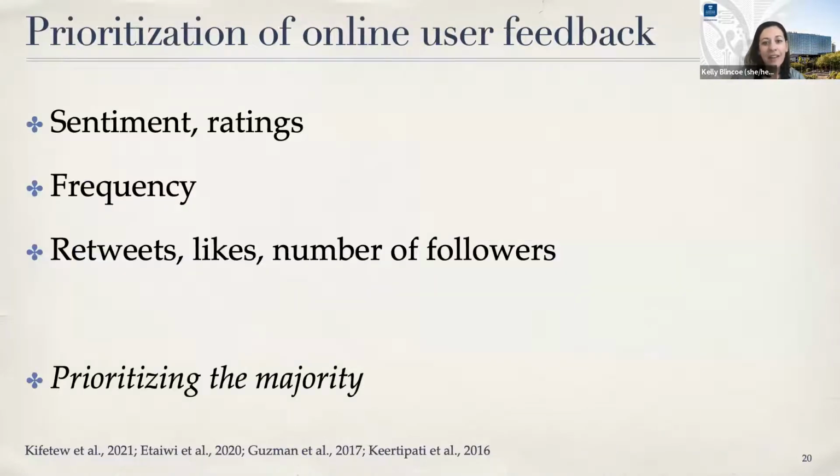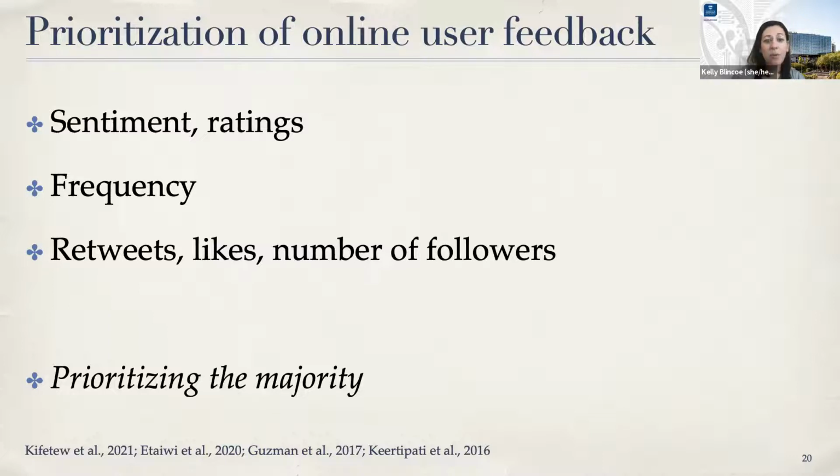And how we prioritize this feedback from online sources also matters. So prior work has developed techniques to help prioritize what to change in a software product based on online user feedback. The techniques have considered features like sentiment and ratings, frequency of the feedback, retweets, likes, or number of followers of the person giving the feedback. And this risks amplifying and prioritizing voices of the majority.